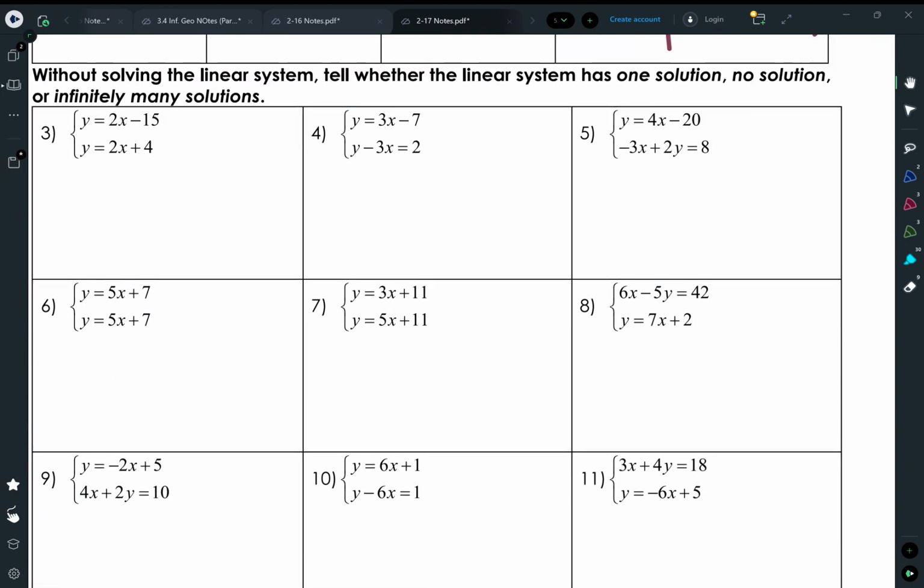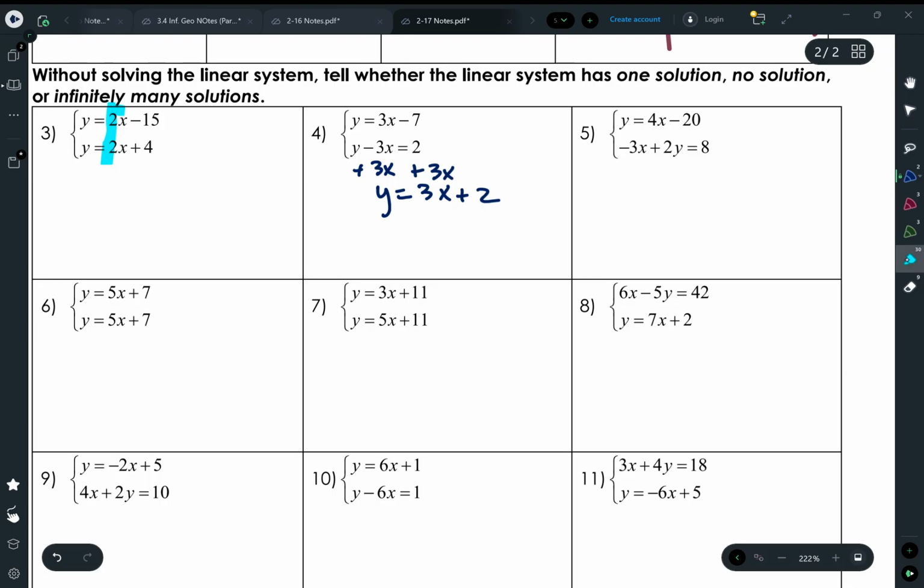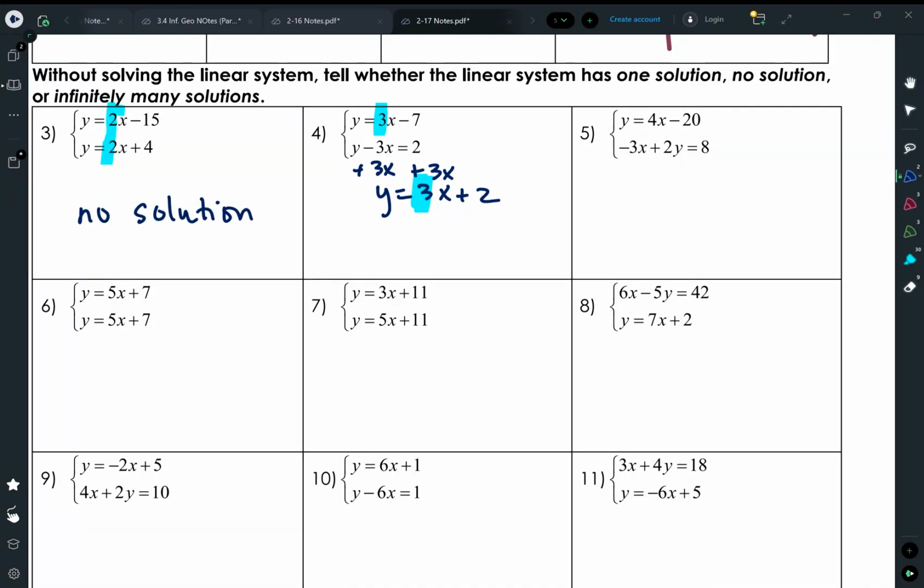So at the bottom of the page, our goal is to, without solving, just figure out how many solutions there are. In this first one, I notice my slopes are the same. In the second one, I can see with a little bit of work, the second equation is y equals 3x plus 2. And so my slopes are the same again. So we're just looking at pieces of information like that. So the first two, the slopes are the same, the y-intercepts are different. We know that's going to be no solution. And it's totally fine to pause and try these on your own and then go back and get my explanation.